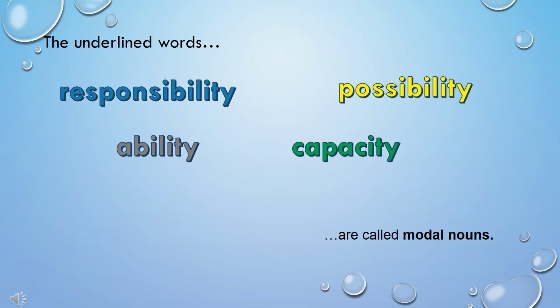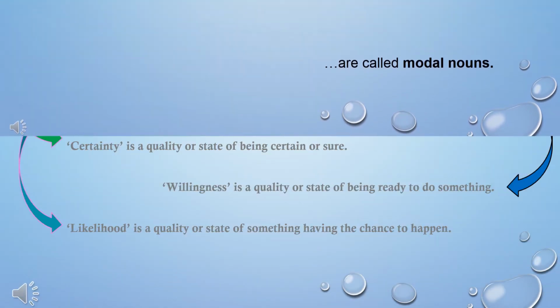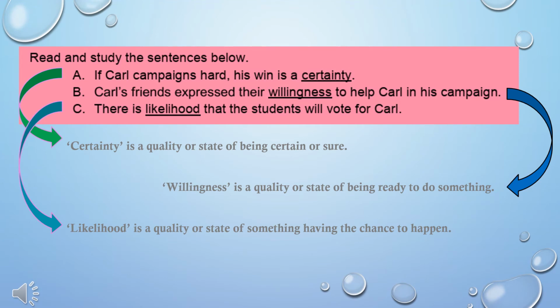The underlined words responsibility, ability, possibility, and capacity are called modal nouns. To further understand modal nouns, read and study the sentences below. A. If Carl campaigns hard, his win is a certainty. B. Carl's friends expressed their willingness to help Carl in his campaign. C. There is likelihood that the students will vote for Carl.